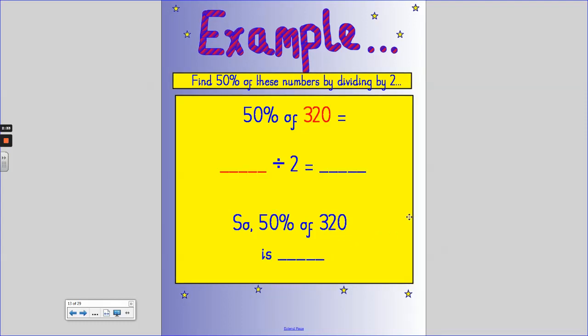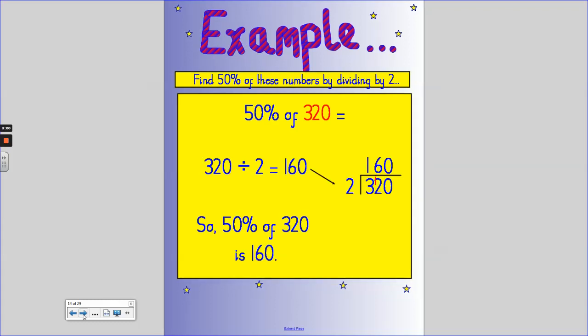Right then, moving on to this one. This question, we need to find out 50% of 320. So we take our number 320 and put it on this line. Then we divide by 2. So pause the video now and have a go before I show you the answer. So the answer to this is 320 divided by 2, which equals 160. So you could use the gate method to do all of these if you would like to, okay? So we have worked out that 50% of 320 is 160.